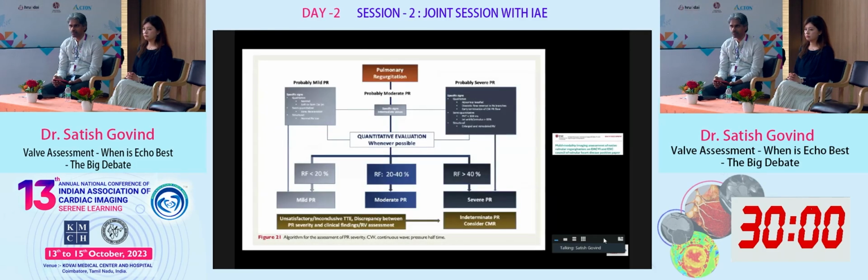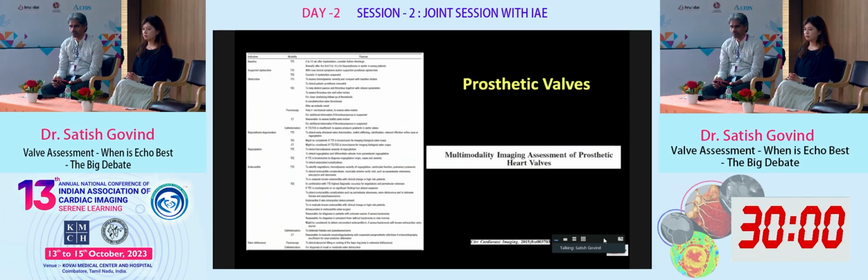And this is the same sort of algorithm: you can look at the PR here, and again we look at the TEE here and then go to CMR if things are not answered. Now for prosthetic valves, you can see this long list of indications, and everywhere you see that transthoracic echo or TEE is the first line imaging. Only when it comes to leaflet motion or looking at the morphology does the CT come in.